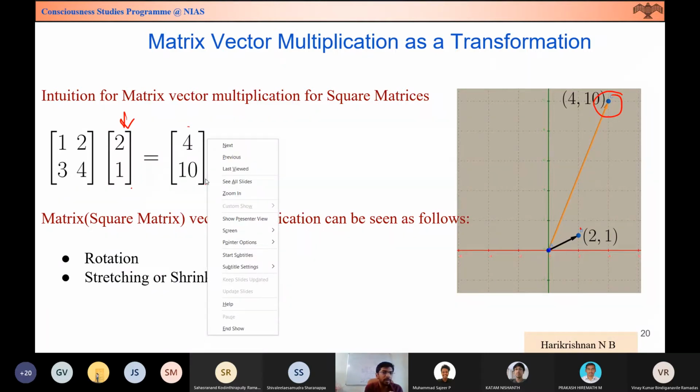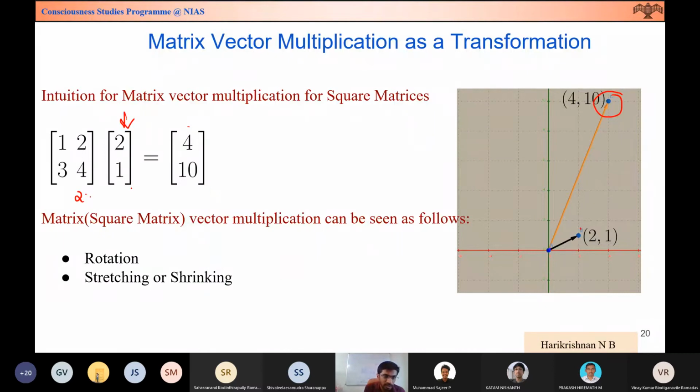So in the case of square matrices, the dimensions are always the same. For example, this is a 2 cross 2, this is a 2 cross 1, and the result is 2 cross 1. So for this particular example, it is a mapping from R power 2 to R power 2, where R power 2 is the set of all vectors which have 2 elements in them.